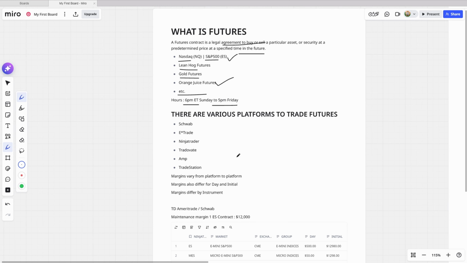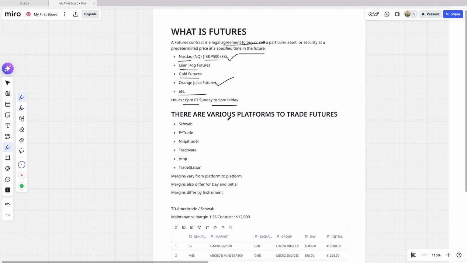However, even though the market is open almost all day, liquidity and volatility vary depending on the session. That's why many traders focus on London or New York sessions specifically. If you want the exact breakdown of exchange hours for specific contracts, you can check the CME website or your broker's site. Now let's talk about platforms.